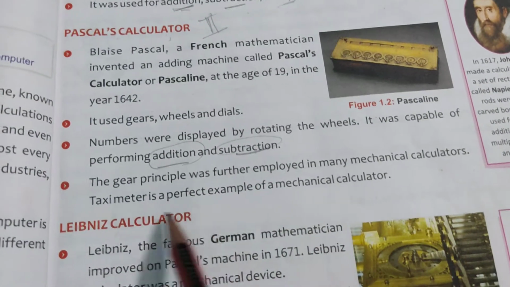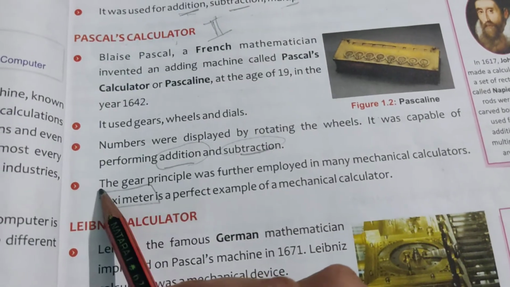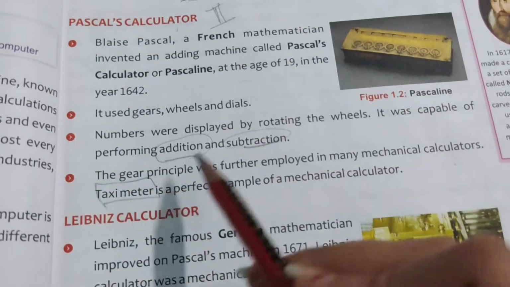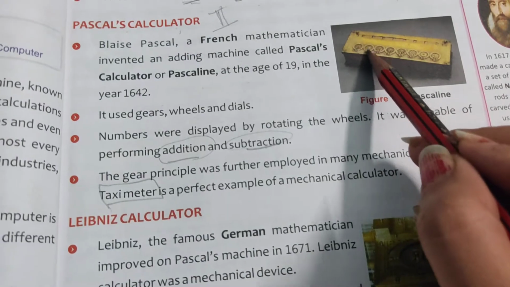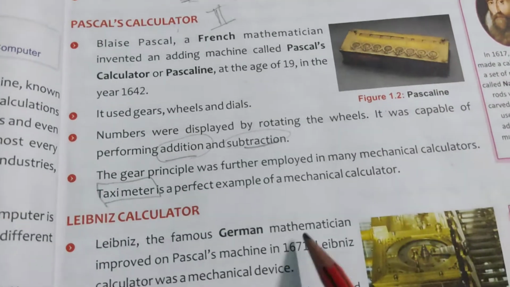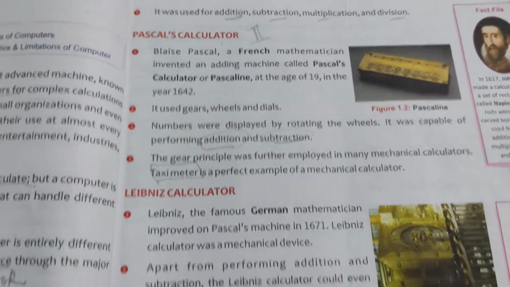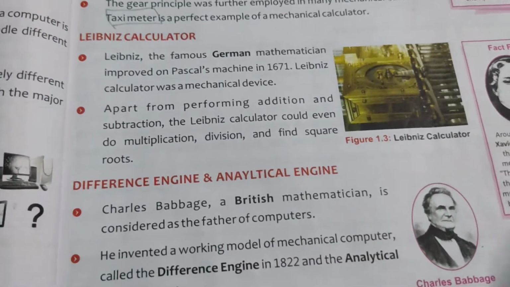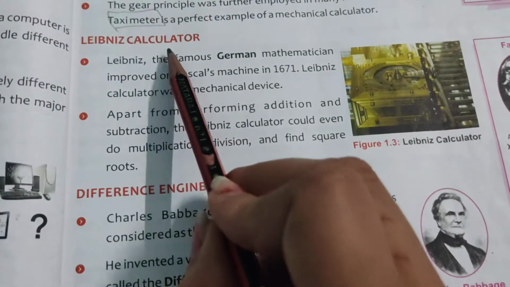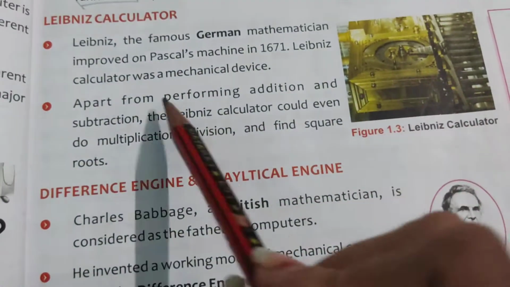Now you can see that taximeter. Taximeter you have seen in taxis, a meter is there. It is this type, it works on this principle only, and it is an example of Pascal's calculator. Next one, third one is Leibniz's calculator. You can see the structure here.